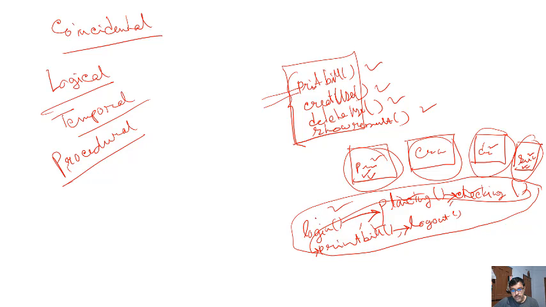And look, this function will work on different data, this function will work on different data, this function will work on different data. That means each and every function works on different data. So this type of functional cohesiveness is called procedural cohesion.